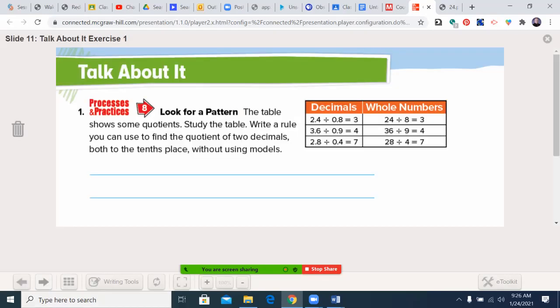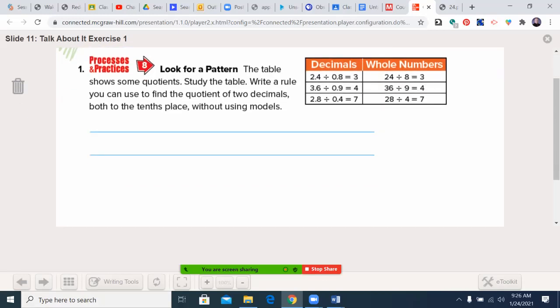All right, let's move forward here and talk about it. And this one we'll discuss. If you see the pattern, 24 divided by 8 is 3. 2.4 divided by 0.8 is 3. 3.6 divided by 0.9 was 4, and 36 divided by 9 was 4. What you're seeing is that the non-zero digits give us the same quotient. The only thing that differs is the presence of the decimal point.